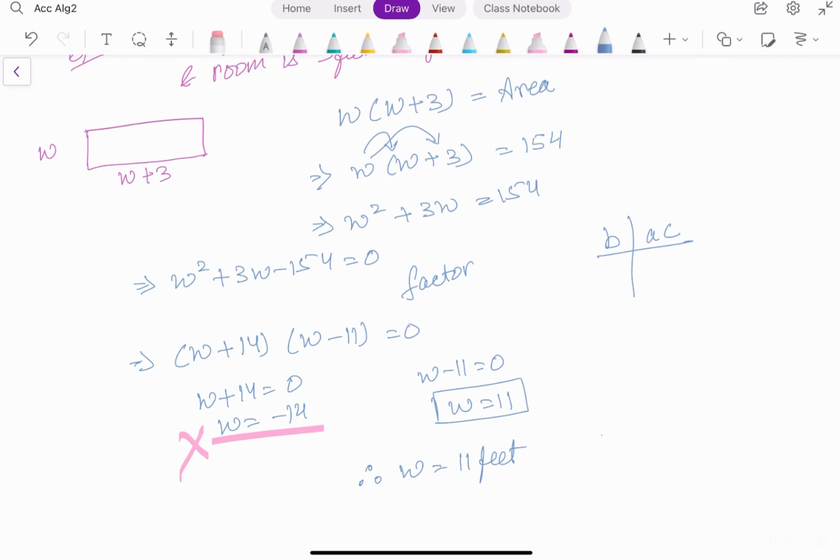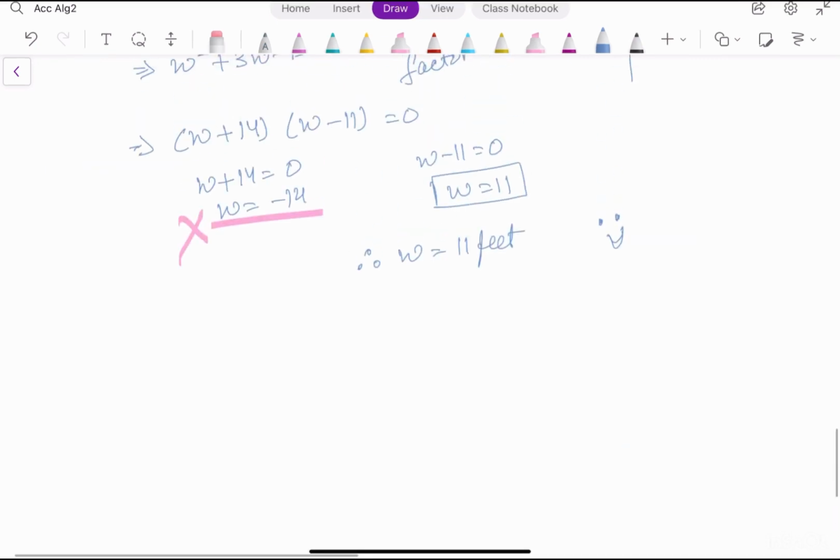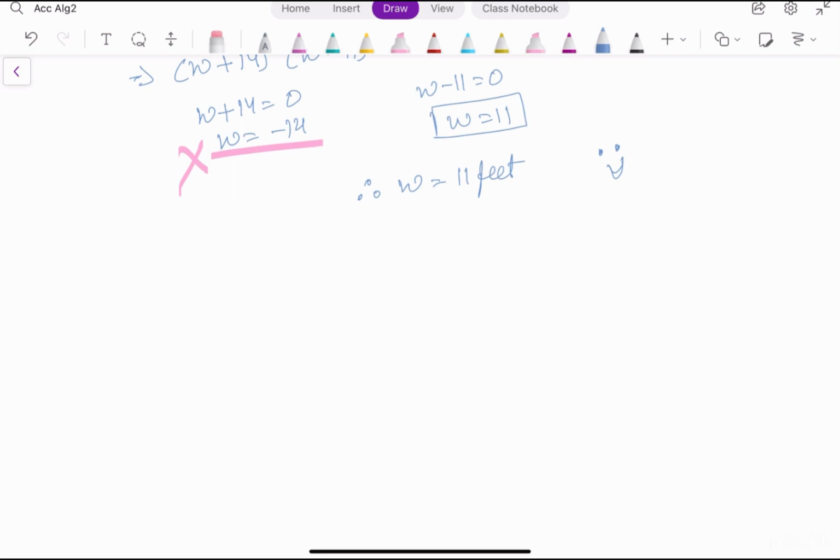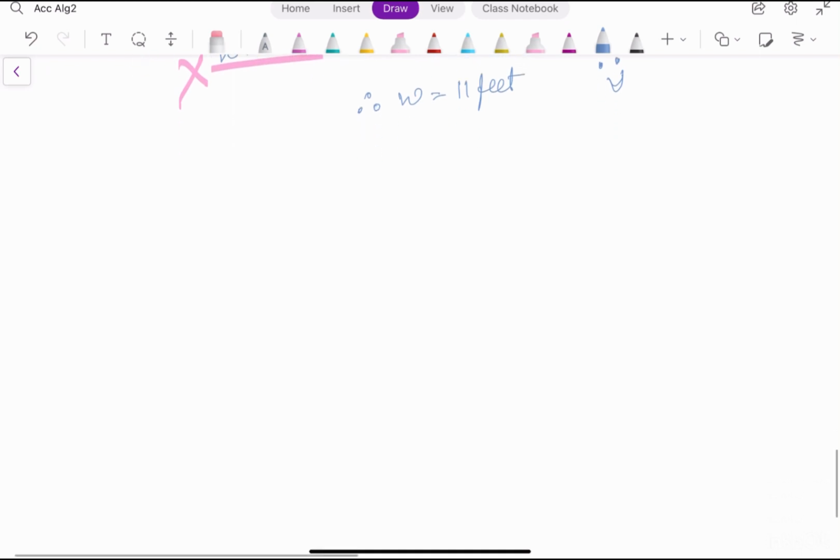I hope all these 4 methods made sense, and after this we will do another application. The another application that we are looking for is quite important. You will learn more about this in pre-calculus and calculus.